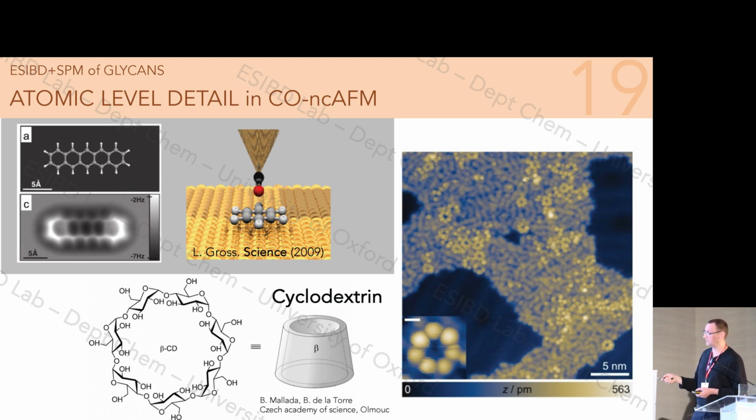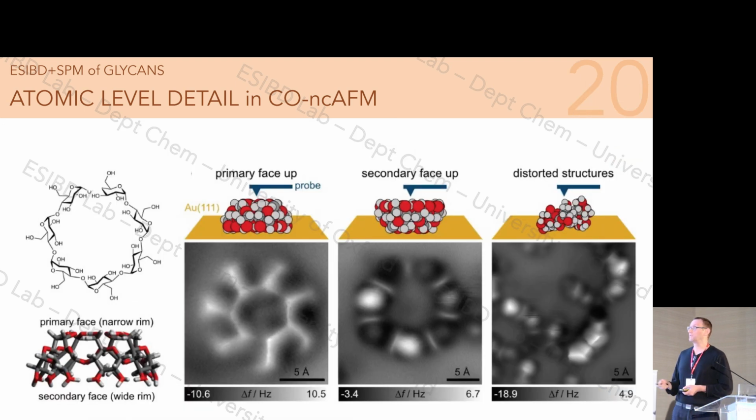And you can see here in STM, you would get the blobs always, right? So you can't tell more detail than that you have 7 dextrin subunits in here. But once you pick up a carbon monoxide molecule at the tip, you see 2 distinct types of STM images. They correspond to a primary and secondary phase.